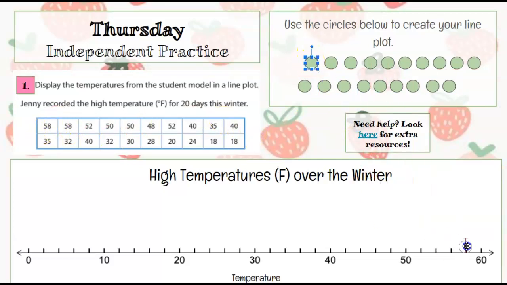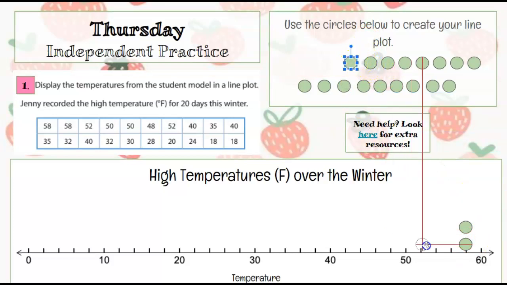So I have 58 to start with. If you notice, each of these lines is only 5 in between each, which means these are counting by twos. So this would be 50, 52, 54, 56, 58. So that's where I'm placing it. I have another 58, so I'm going to place it right above that one. And if you use the red lines, those will help make sure you're all lined up nice and neat.